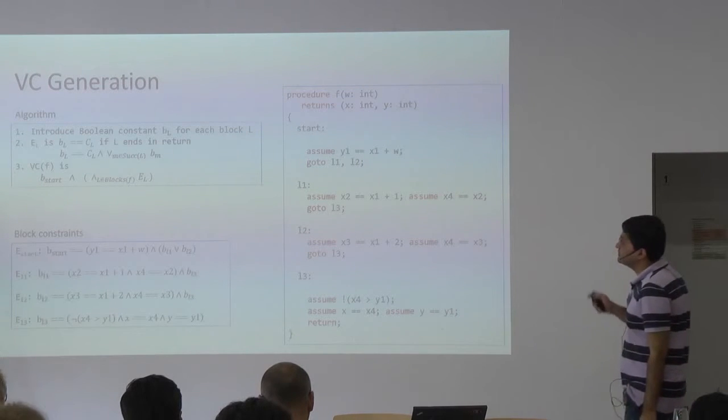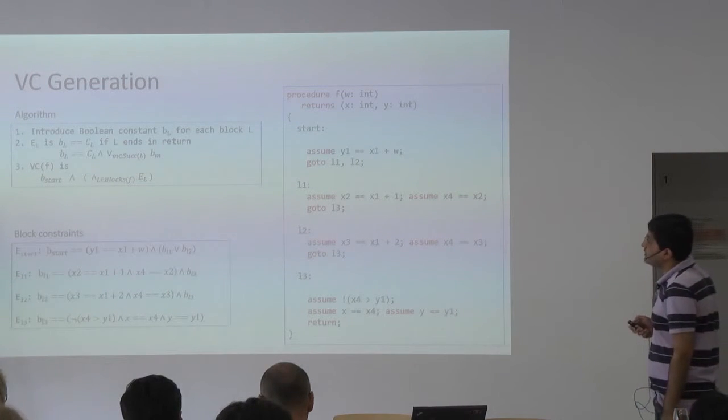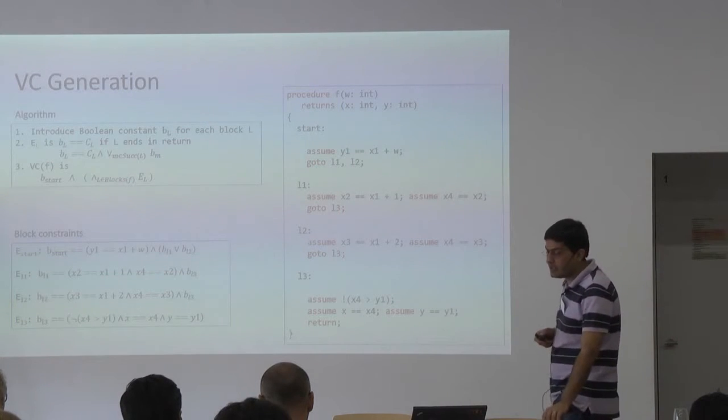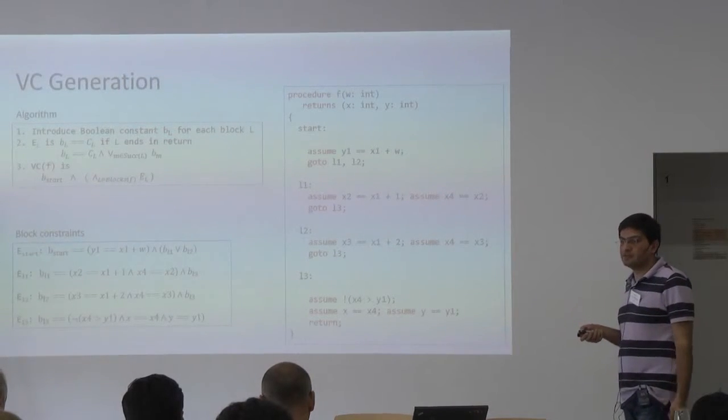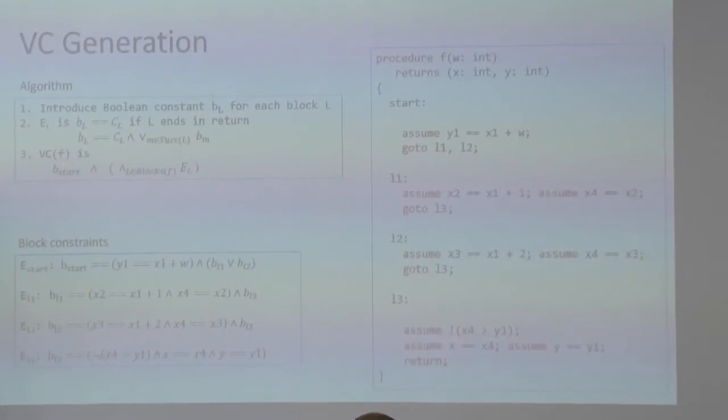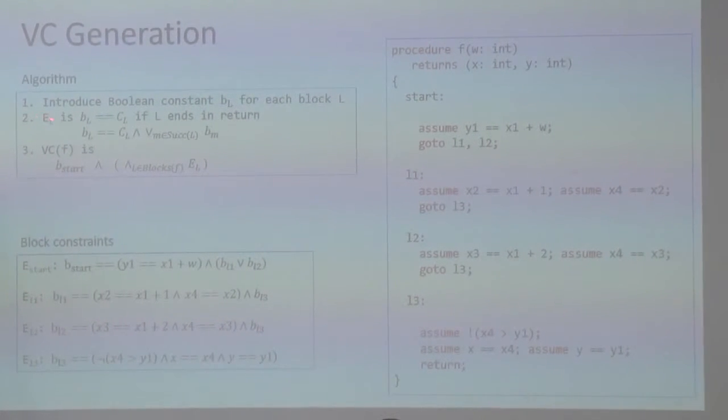And this is how we will do the VC generation. So we're going to introduce a Boolean constant for every block L. And in some sense, this says, does control reach block L? Okay? Now define E of L to be the constraint CL. So CL is the constraint on the block. So BL equals CL if L ends in a return. Or if there is a control transfer from block L, then it's a disjunction over all Boolean variables which are successors of L. All right? Best understood through an example.